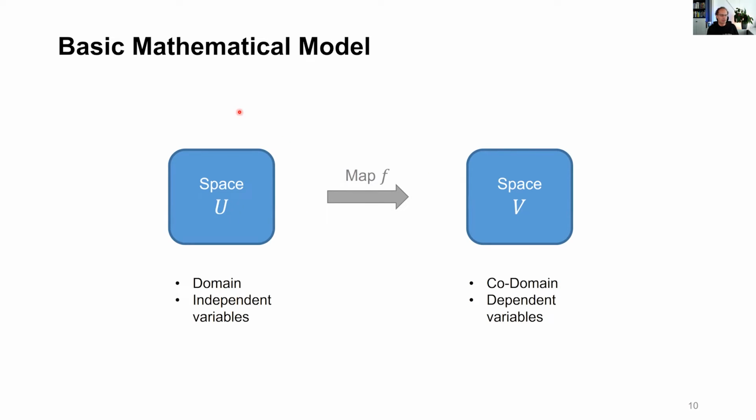And this map takes us from a space U here on the left-hand side to another space V here on the right-hand side. And the space U could be just considered the domain, or you could also see it as containing the independent variables. In contrast, the space V can be considered as the codomain of the function, and this contains the dependent variables. Okay, again, the important point is that we have this map and we have the two spaces, U and V.